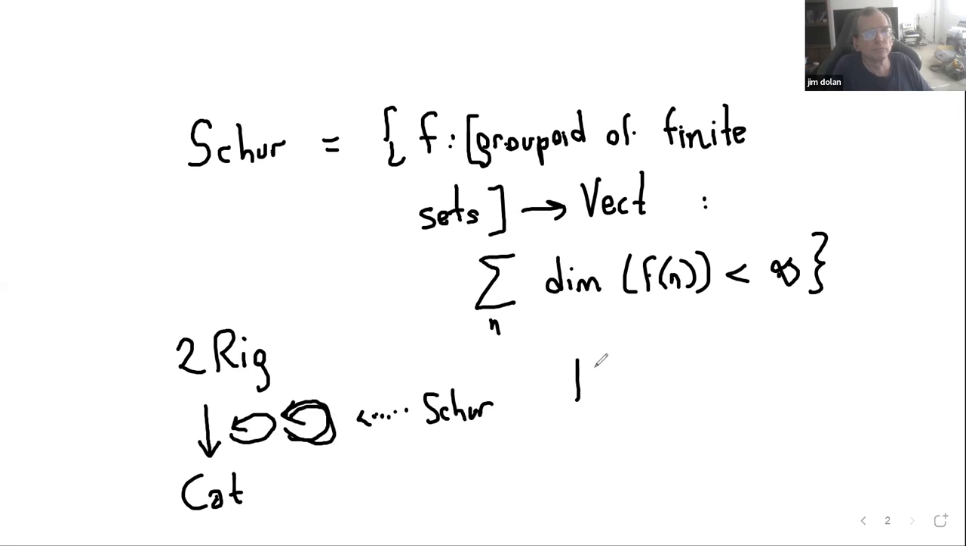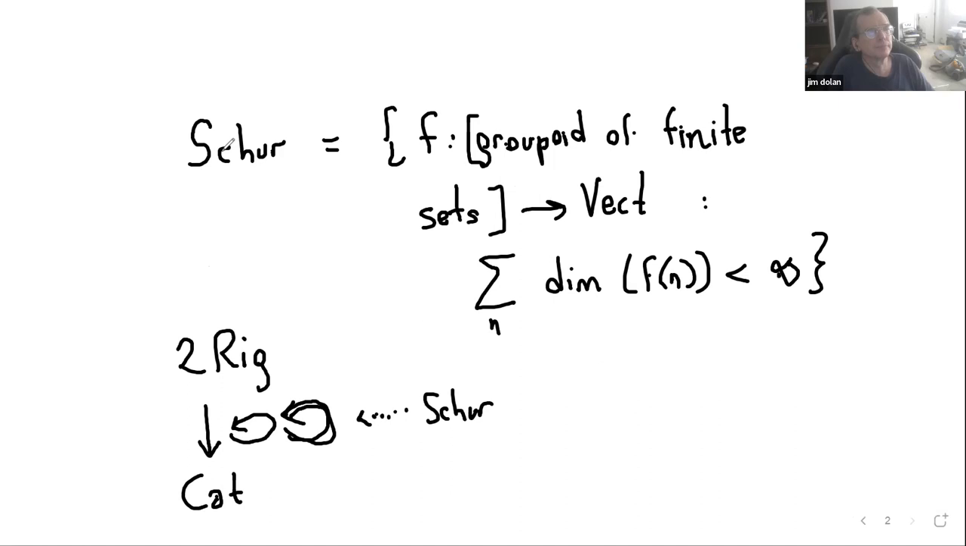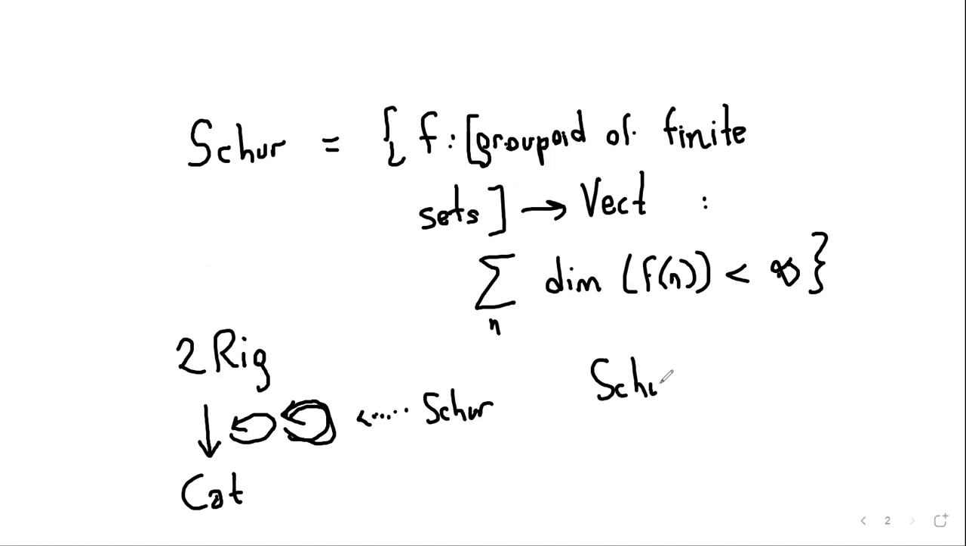I seem to have gotten myself pulled into it a little bit. So okay, we get this map from this thing I'm calling Schur to [R, R], where R here is any 2-rig. So [R, R], I mean the endofunctors from R to R, the functors from R to R.